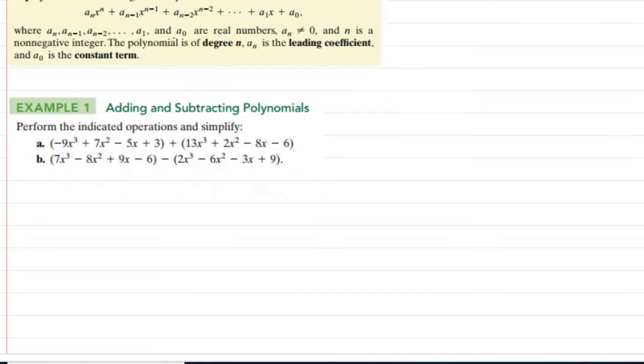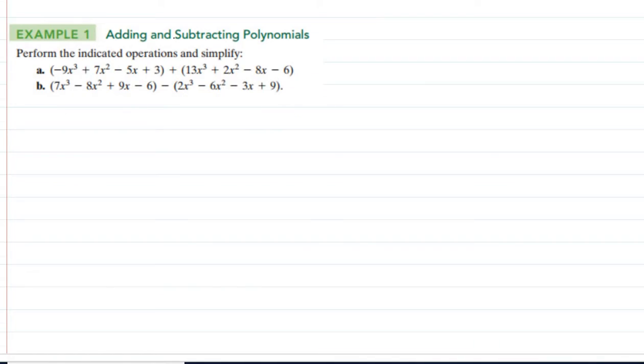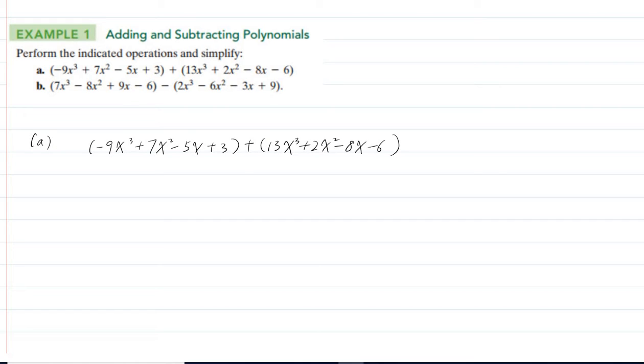Adding and subtracting polynomials. So we're going to have part A. Okay, so in this case, since we're dealing with a plus, you really don't have to do anything special because it's a plus. Just go ahead and collect the like terms. So if you think this video is too slow for you, go ahead and just fast forward.